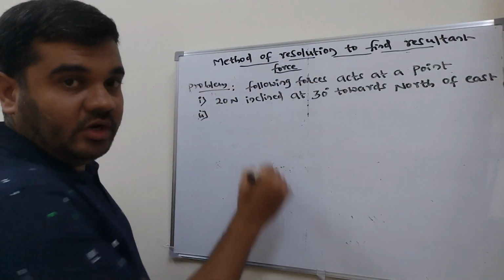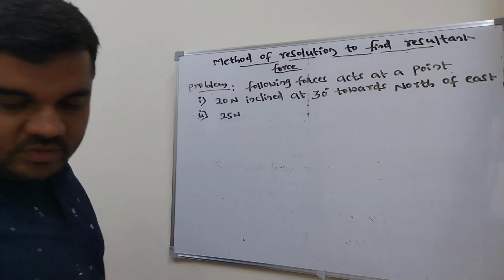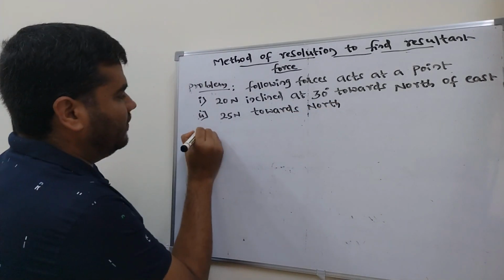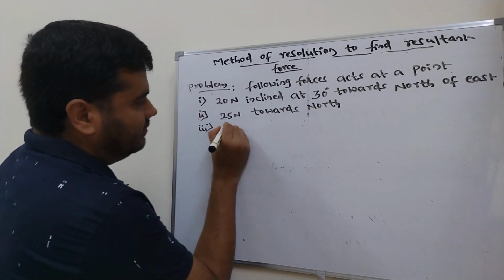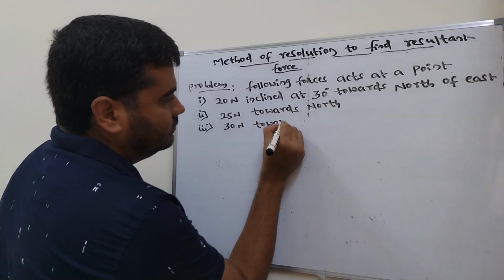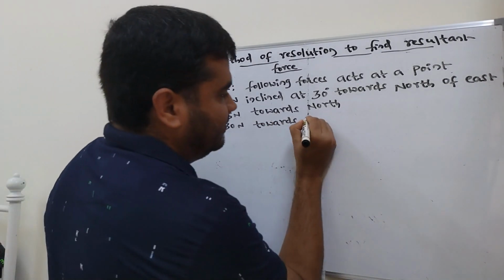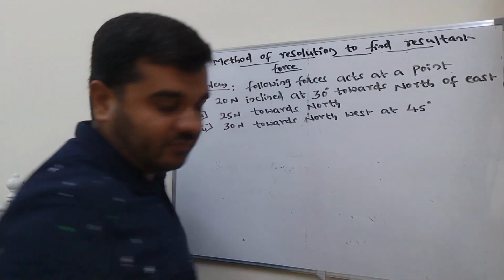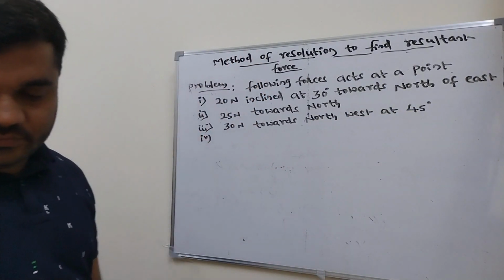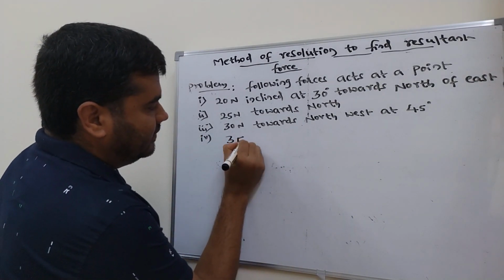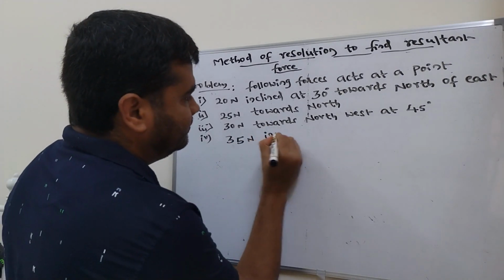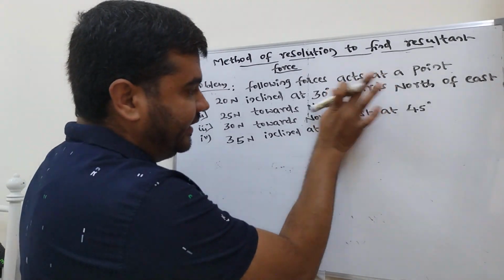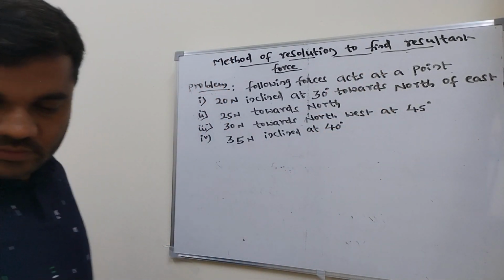Second force, 25 Newton towards north. Now the third force, how will it be acting? 30 Newton towards northwest at 45 degrees. And the fourth force is 35 Newton inclined at 40 degrees towards south of west.